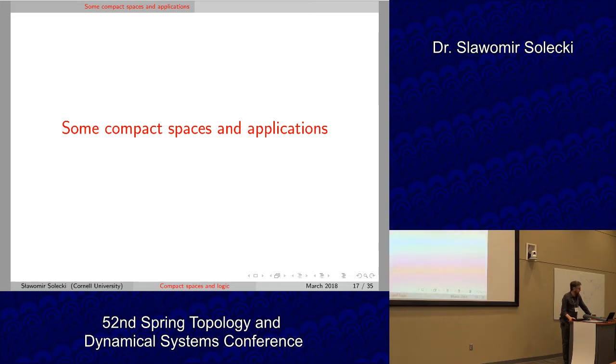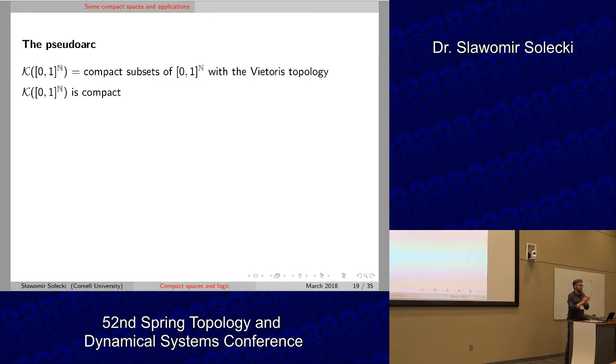So the spaces that we study using this method. So the pseudo-arc. Most people here probably know what the pseudo-arc is, but let me still go through the motions. Maybe some people don't. I will not give a definition of it, but I will give a property of the pseudo-arc that completely determines it, that comes from a theorem of Bing. So you look at compact subsets of the Hilbert cube with the Vietoris topology. That's a compact space.